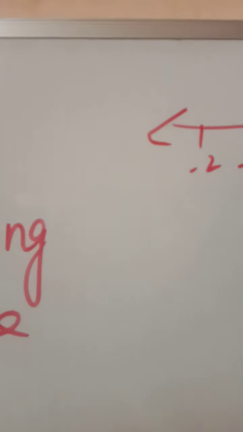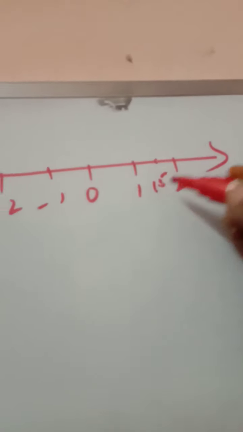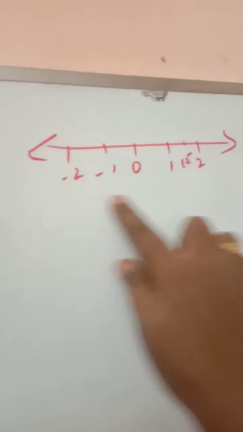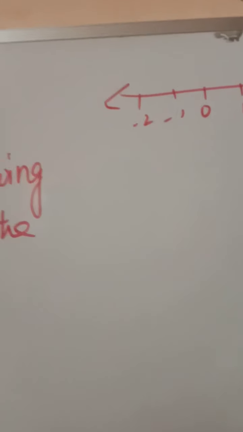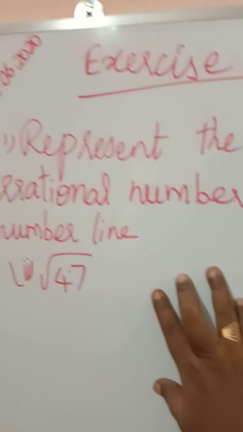We know how to plot the numbers on the number line. For example, this is a number line: 0, 1, 2, minus 1, minus 2. Suppose we mark 1.5 here. So these are all rational numbers. We know how to plot rational numbers on the number line. Now we are going to study how to represent irrational numbers.